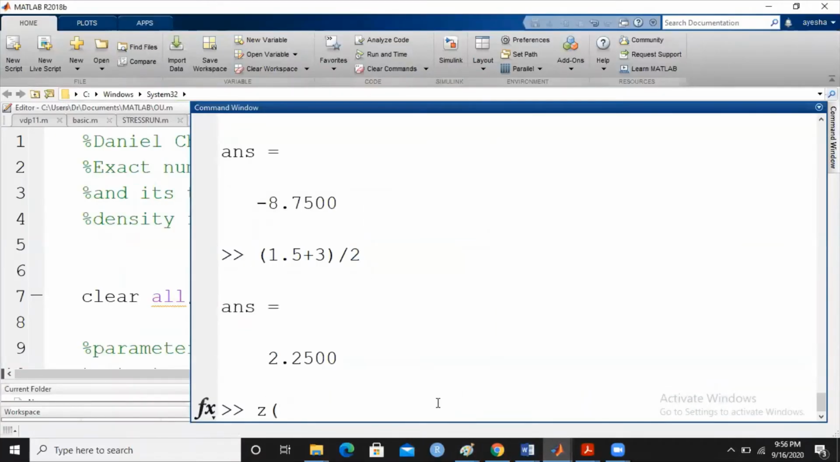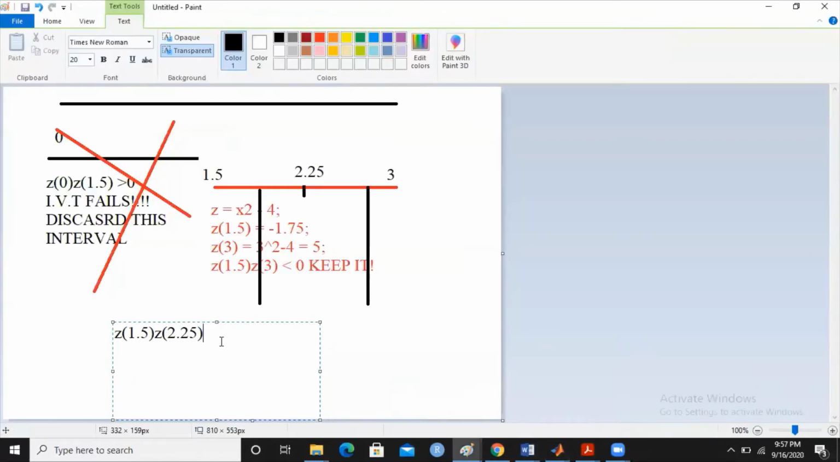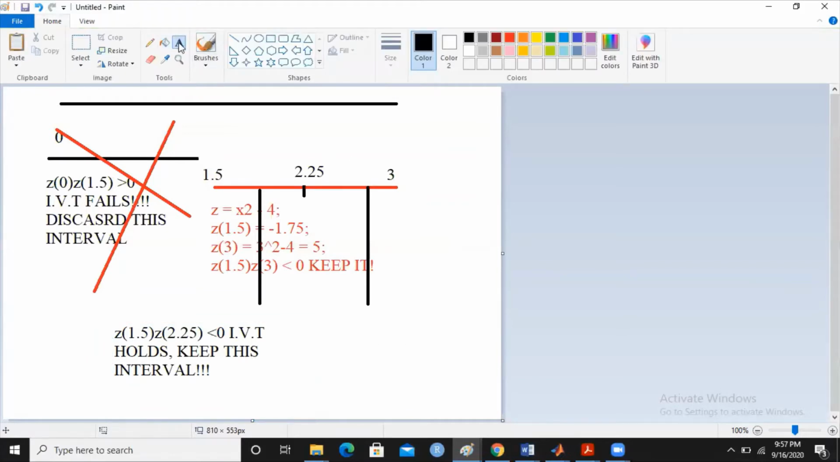z of 1.5 dot star z of 2.25, dot star is the MATLAB syntax. You can see it is a negative number, so we have here less than 0. The intermediate value theorem holds. Keep this interval.